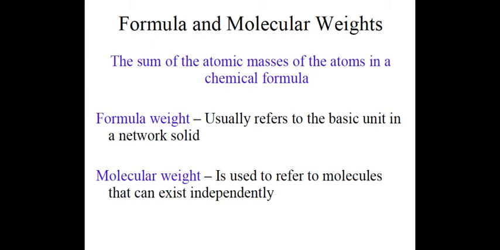The sum of atomic masses of atoms in a chemical formula, well, that just means that every single atom of every element within a given compound needs to be summed up to give the total mass for the compound or the substance. Now, formula weight, which refers to the weight of an ionic compound, cannot just be a standalone weight.